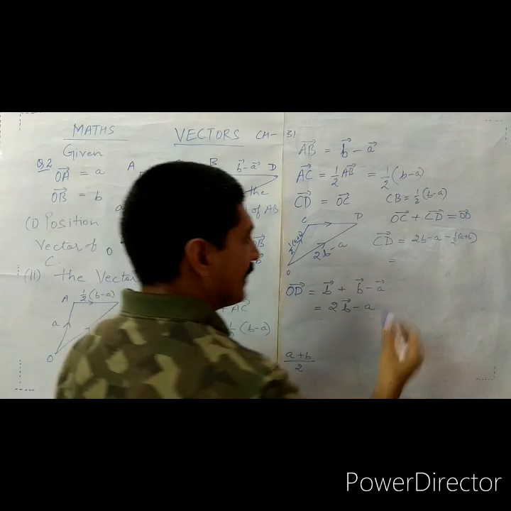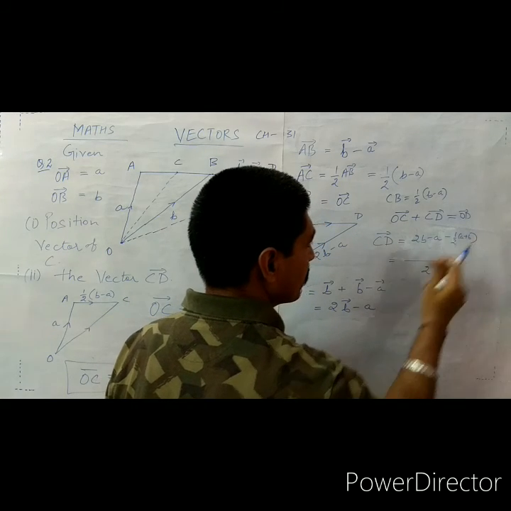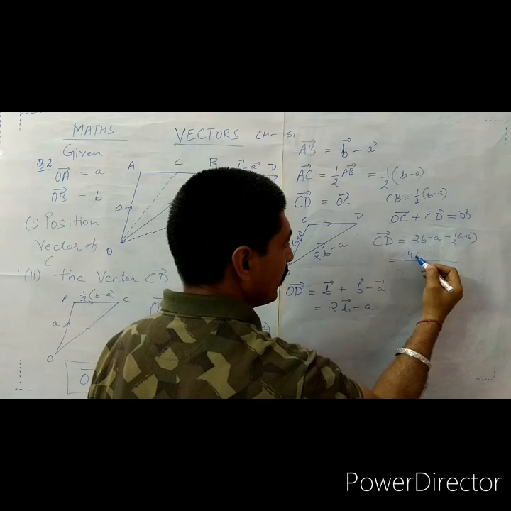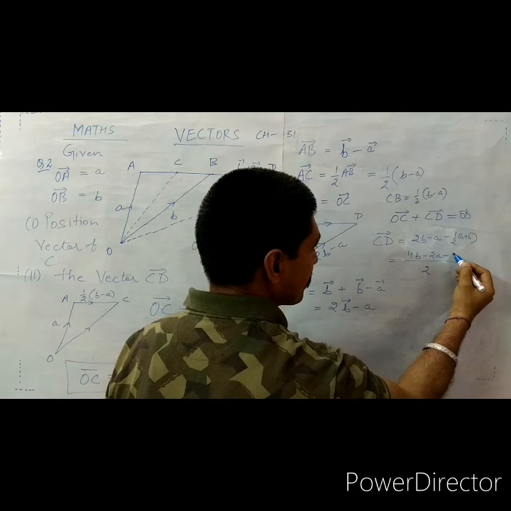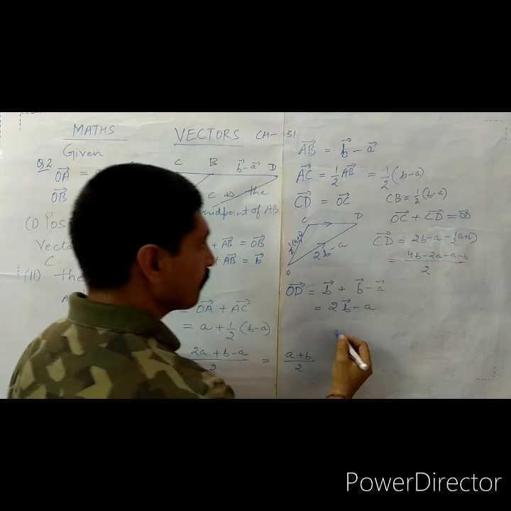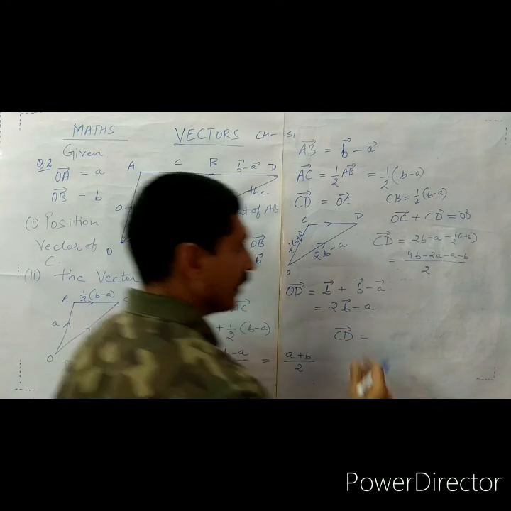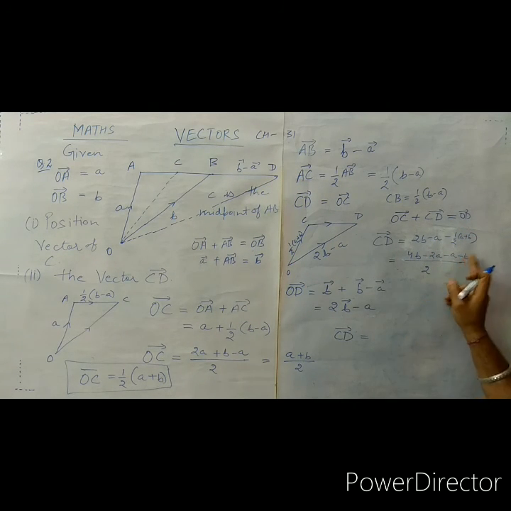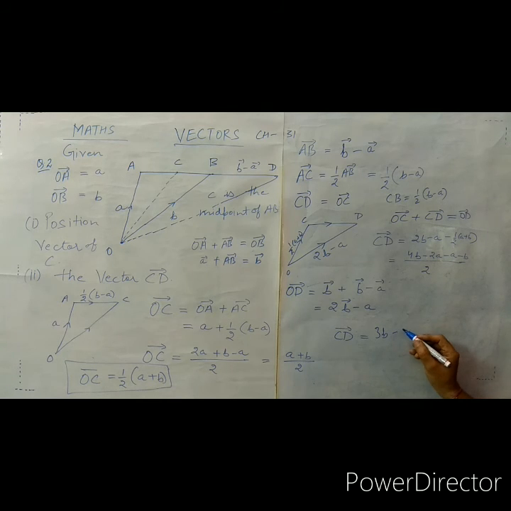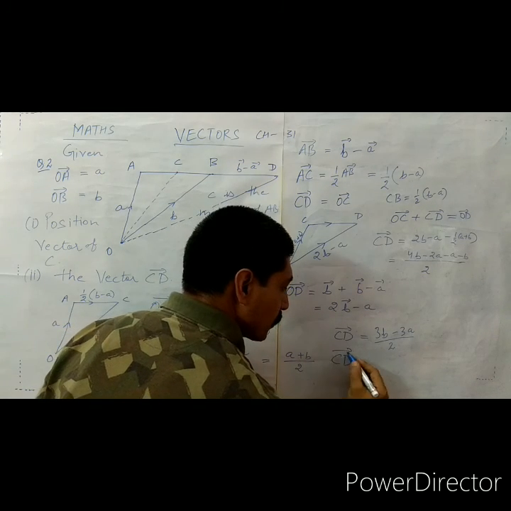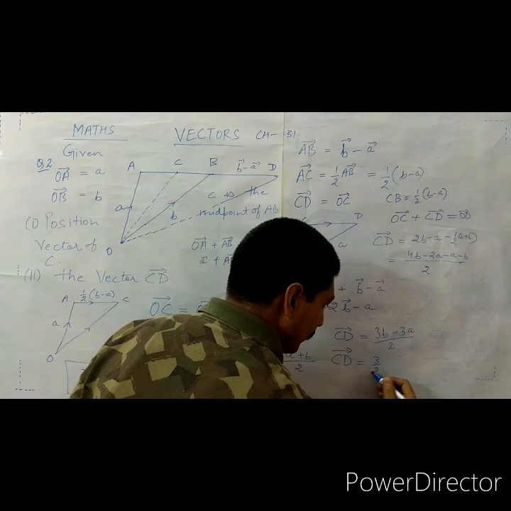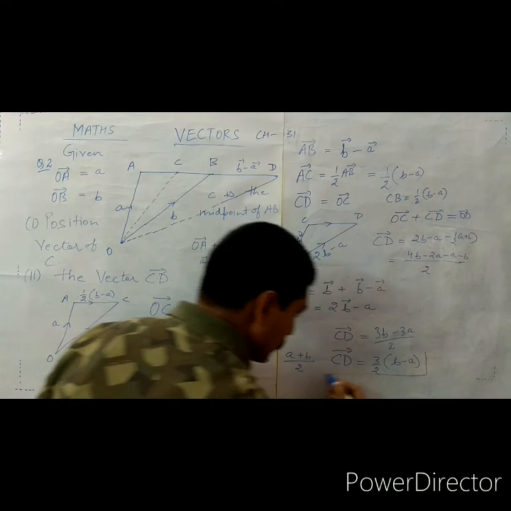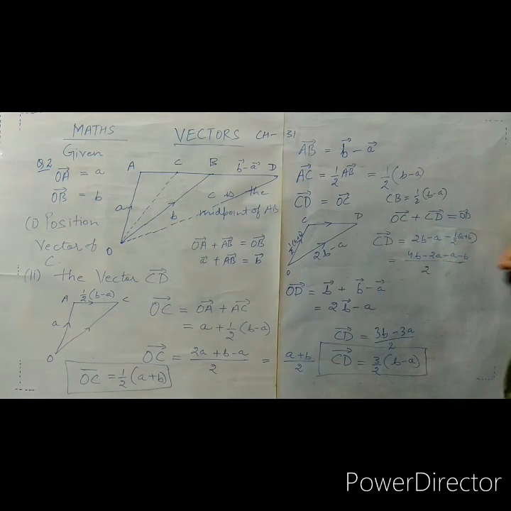We will solve it. We will take the LCM. LCM is 2. This whole term will get negative. So it is 4B minus 2A minus A minus B. So this C to D vector, when we subtract, is 4B minus B, which is 3B, minus 3A, vector divided by 2. Or we can write it in this form also: CD vector is 3 by 2 common, B minus A vector. So this is all about the question.